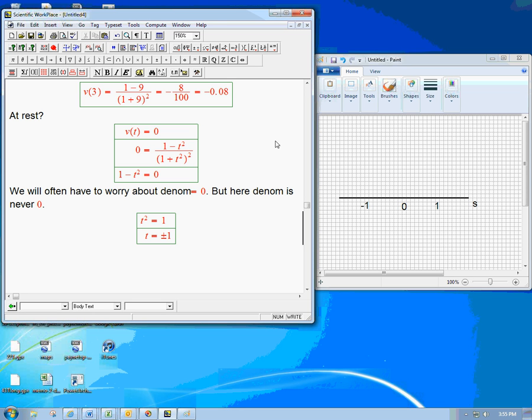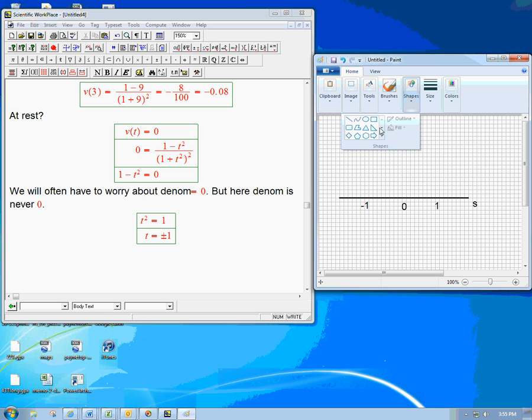Okay, so let's see. I stupidly had an s number line ready here, but I didn't have a t number line ready. Let me just try and get that up here. So here's a t number line.